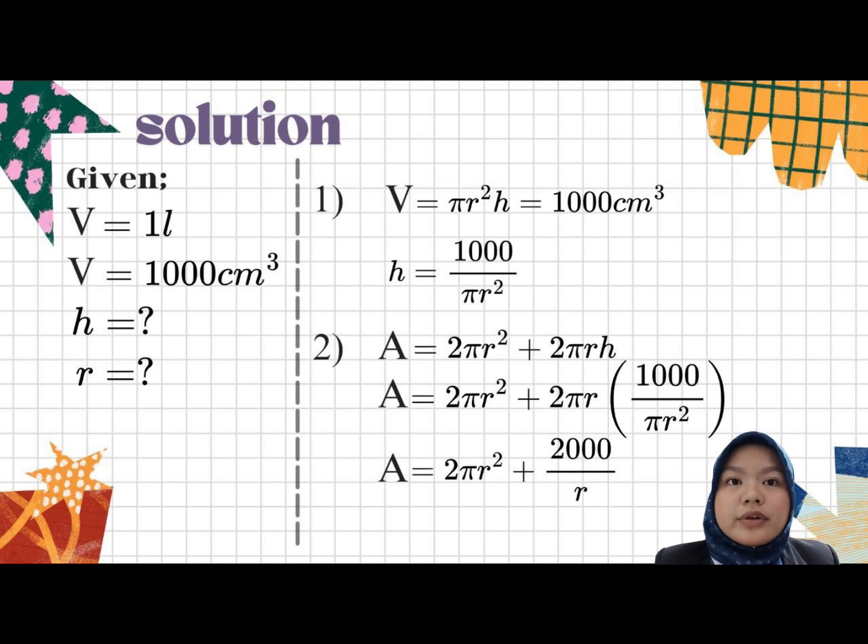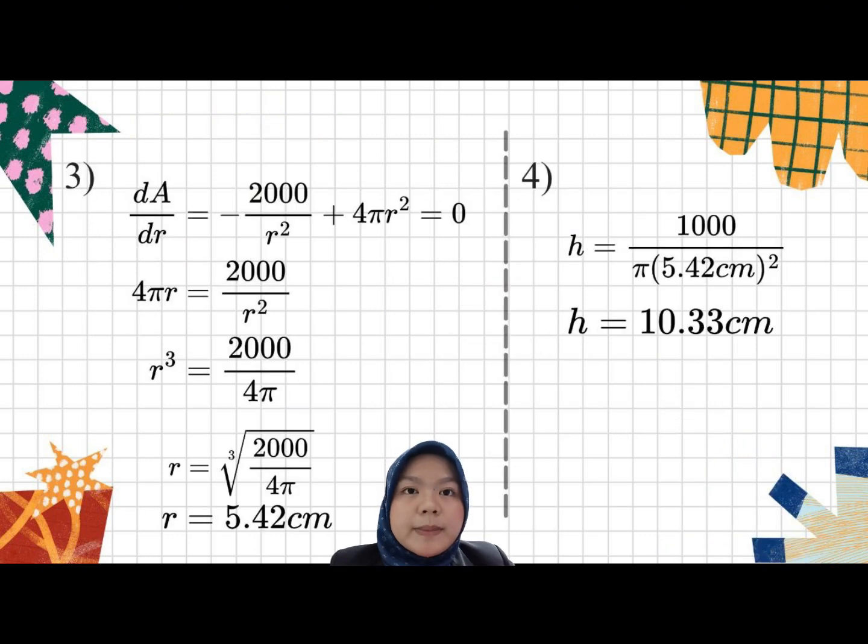Secondly, the formula of total surface area of a cylinder is 2 pi r squared plus 2 pi r h. Then we substitute 1000 over pi r squared into h. After that, we will get the total surface area of the cylinder, which is equal to 2 pi r squared plus 2000 over r. Thirdly, we will perform the derivative test to optimize the area function. From this, we will get negative 2000 over r squared plus 4 pi r equals 0.